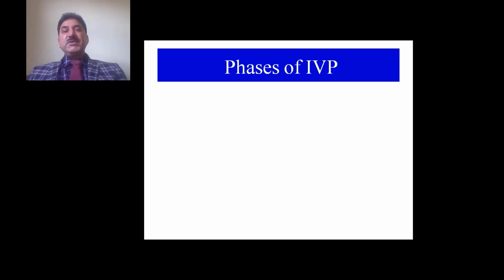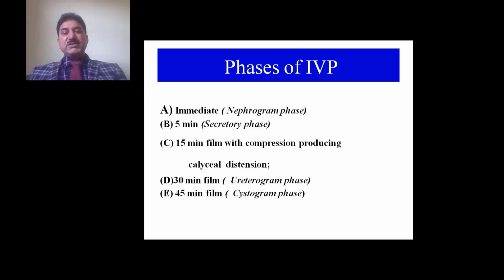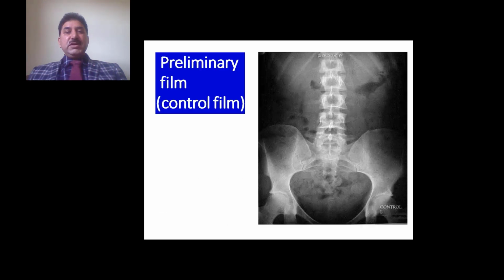IVP is done in a phased manner. The phases of IVP are immediate, that is called nephrogram phase; 5 minutes after injection of the dye, secretory phase; 15 minutes film with compression producing calyceal distension. Then a film taken at 30 minutes after injection of dye is called ureterogram phase. Film taken at 45 minutes is called cystogram phase. Then post-voiding film. Preliminary film is also called the control film.